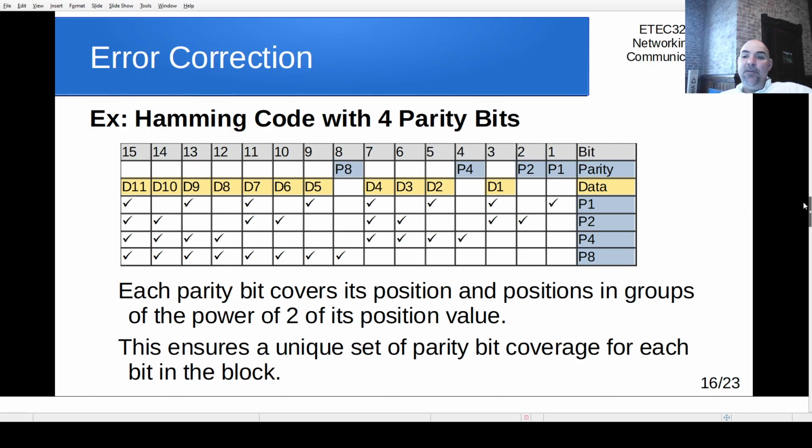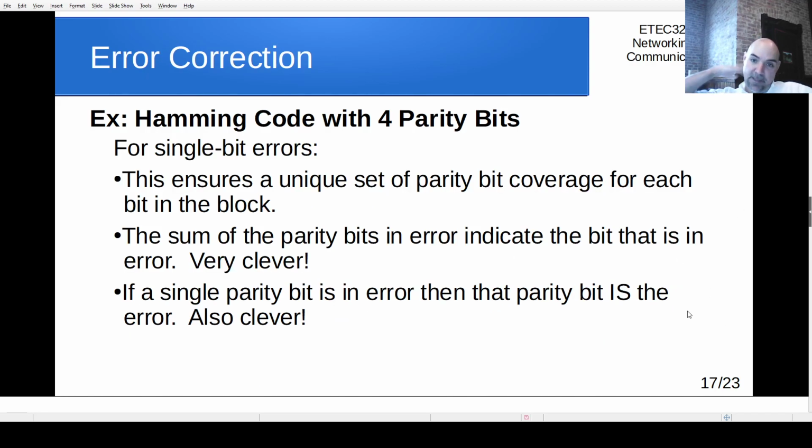Now, that unique coverage is really important here, because it allows us to correct any single bit error. For single bit errors, because we have that unique coverage of those parity bits in that fixed size block, we can correct any error. So the idea is the sum of the parity bits that are in error indicates the bit that is in error. That's a really clever thing, that we don't even have to reason through or perform any kind of elaborate logic. We can just say, all right, parity bit 1 and parity bit 2 are the ones showing an error. So if we take 1 and 2, let's go back and look at that really quickly.